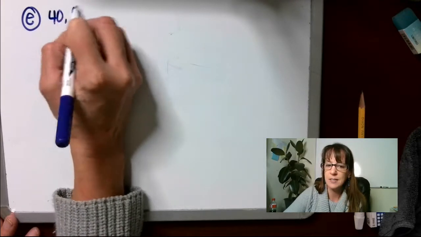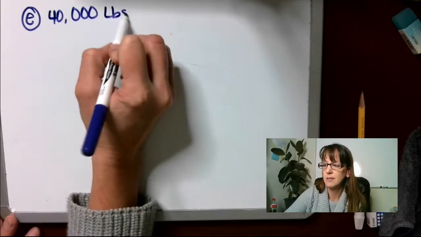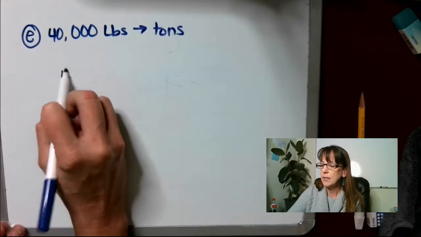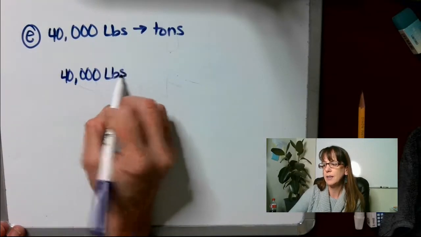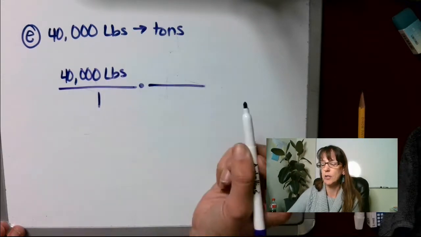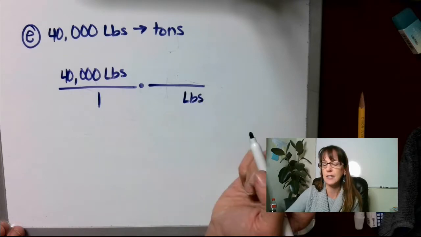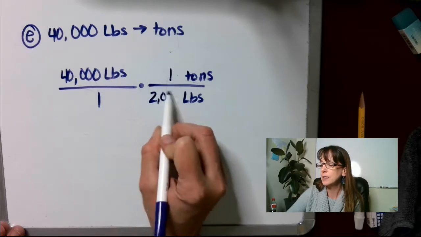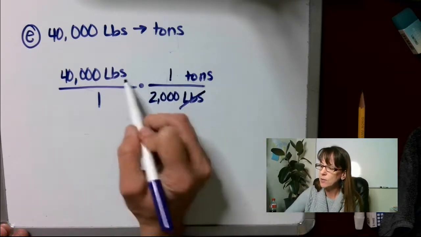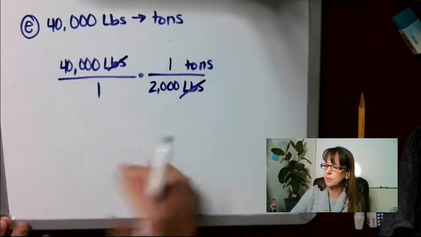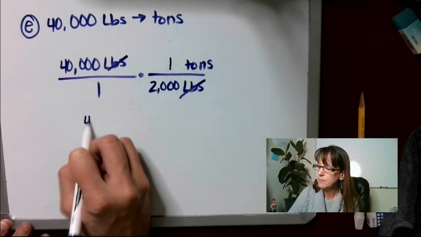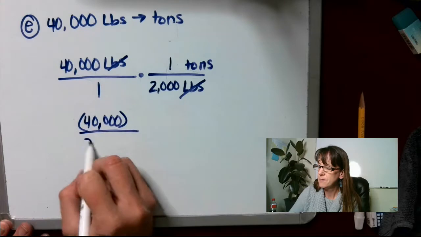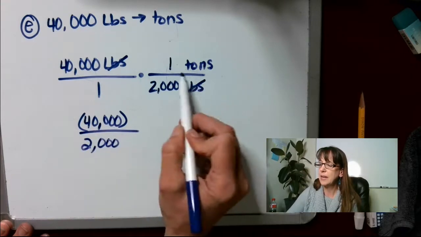So 40,000 pounds to tons. Okay, so let's do this. 40,000 LBS over 1 times, we're going to do something here that this is going to be LBS down here, and this is going to be tons. In 1 ton, there are 2,000 pounds. So I can get rid of those pounds now. I'm running out of room over here, so I'm going to write it down below. Upstairs, I have 40,000. Downstairs, I have 2,000. And the remaining unit that I have is tons.